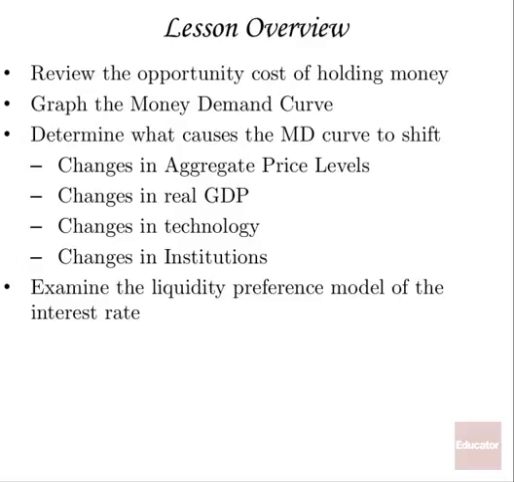In today's lesson overview, we're going to review the opportunity cost of holding money. We're going to graph the money demand curve and correspondingly the money supply curve as well. And then we're going to determine what causes the money demand curve to shift to the left here. And I'll list them right here. Changes in the aggregate price levels, changes in real GDP, changes in technology, and changes in institutions. And then finally, we're going to examine this liquidity preference model of the interest rate.